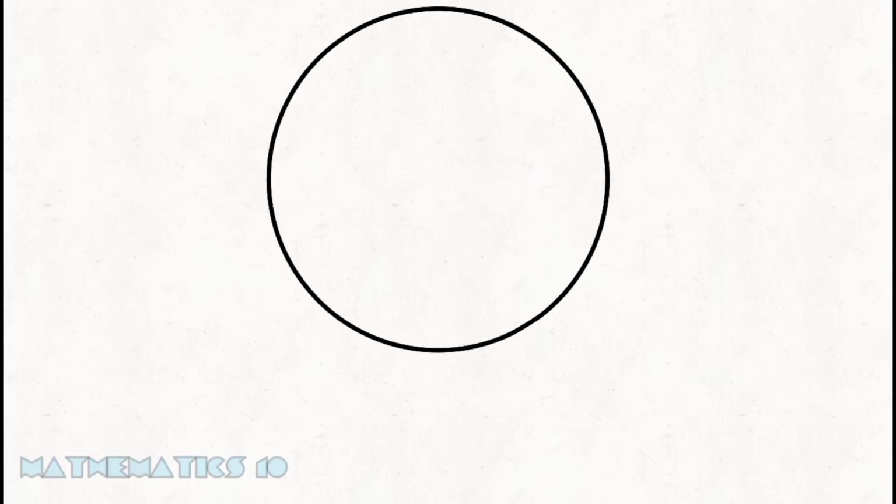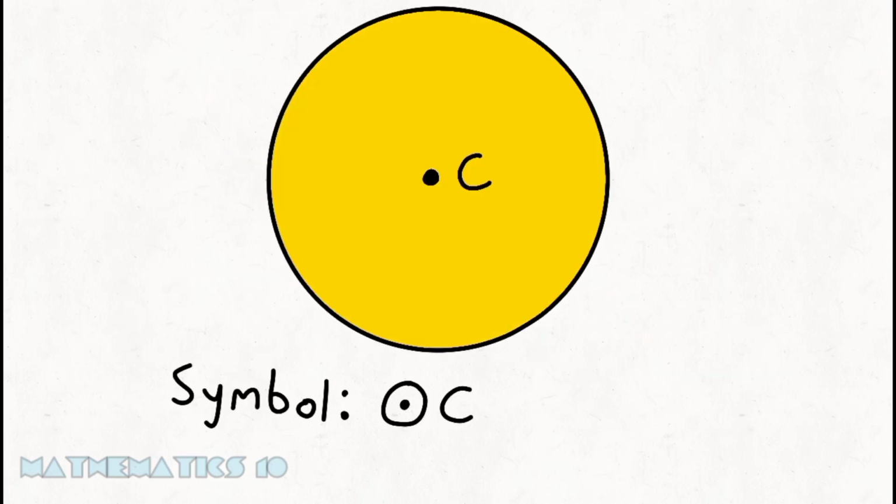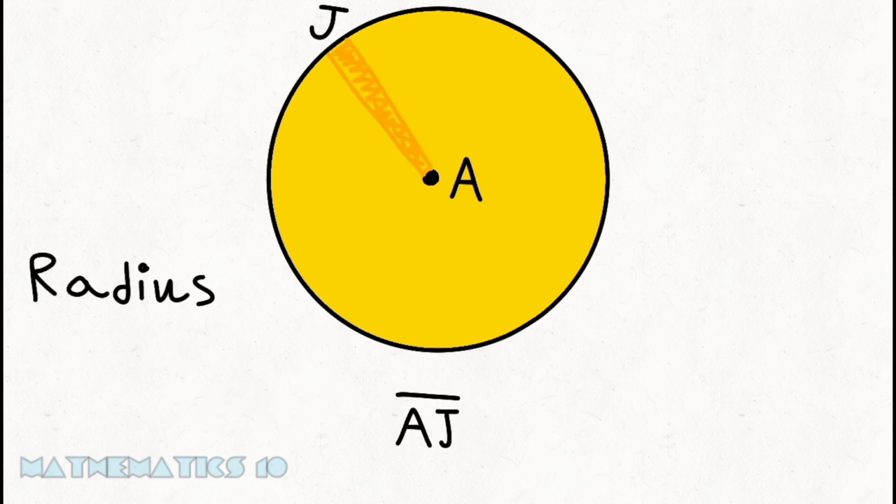A circle is a set of all points with the same distance from a fixed point called the center. It's used to name a circle. Radius is a segment whose endpoints are the center and a point on the circle. It's the distance from the center to any point on the circle.